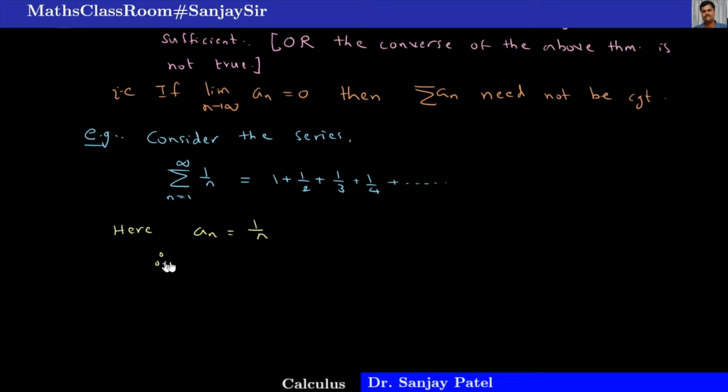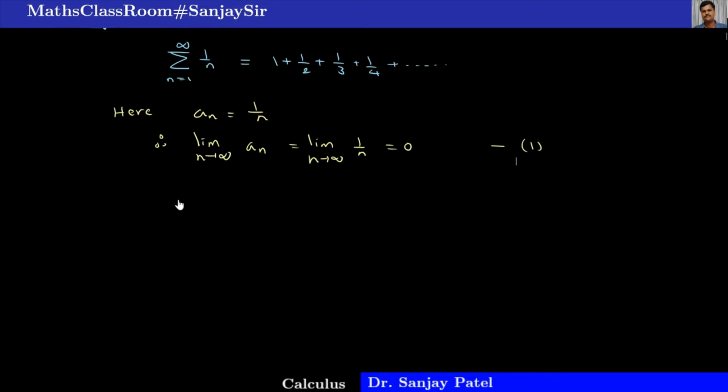And therefore, it is clear that limit n tends to infinity of a_n, that is limit n tends to infinity of 1 upon n, we know, is 0. So we have proved that limit of a_n is 0. Now I will show that this series sigma 1 upon n is not convergent, and that proves that even though limit of a_n is 0, the sigma a_n can be divergent also, or not convergent. So to prove that, let us consider this way.